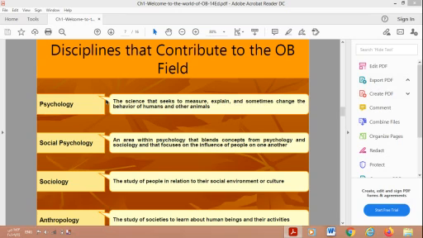So it is the study of societies to learn about the human beings and their activities and their cultures. So if we ask what are the main contributions of anthropology to organizational behavior study, it will benefit the study of organizational culture, the organizational environment, the power, and also the cross-structural analysis, the comparative attitudes, and also the comparative values. Okay.